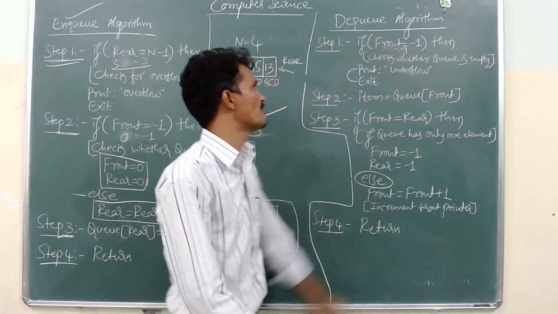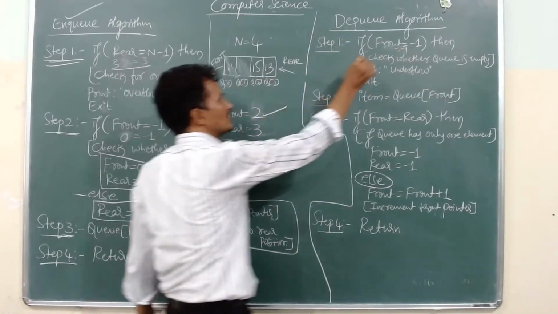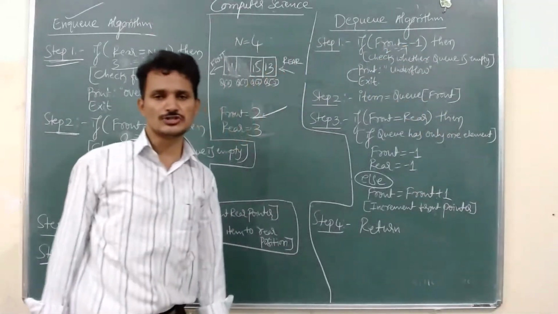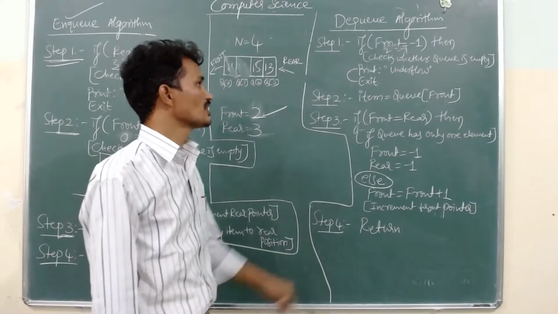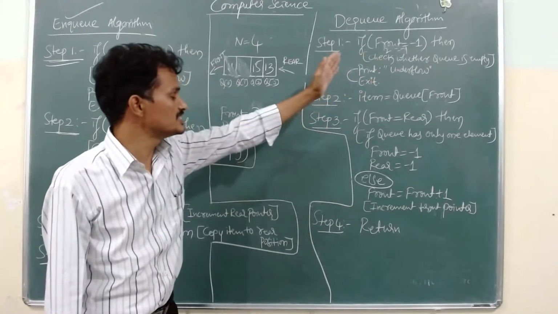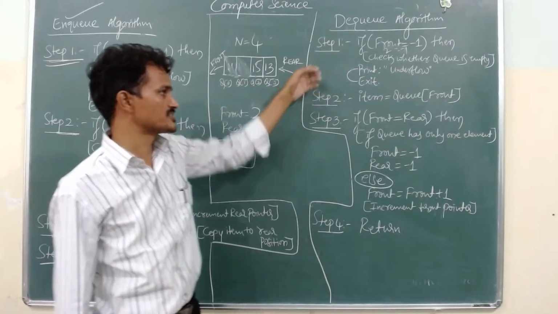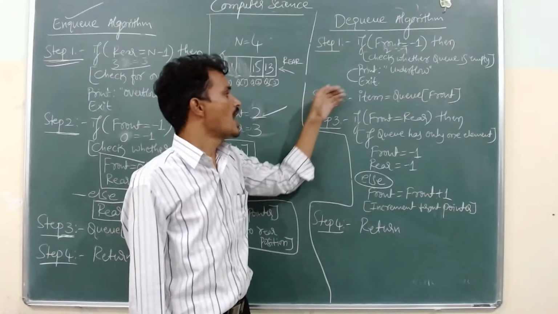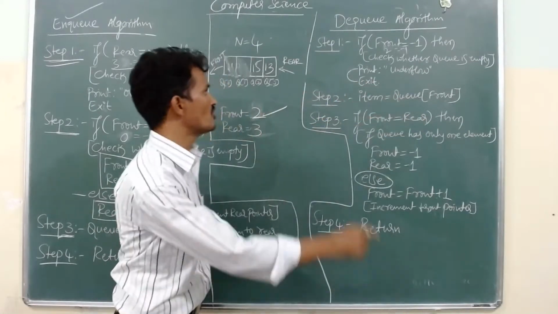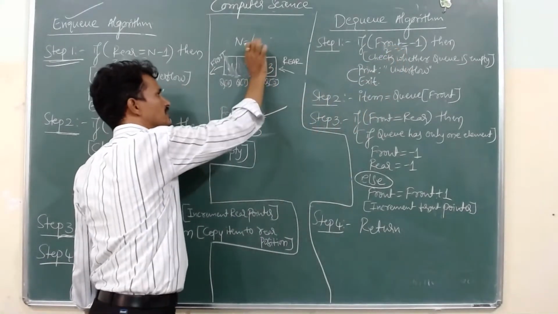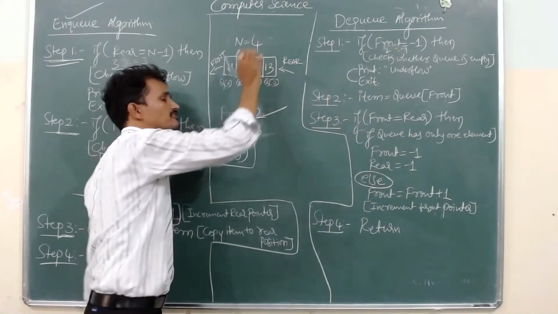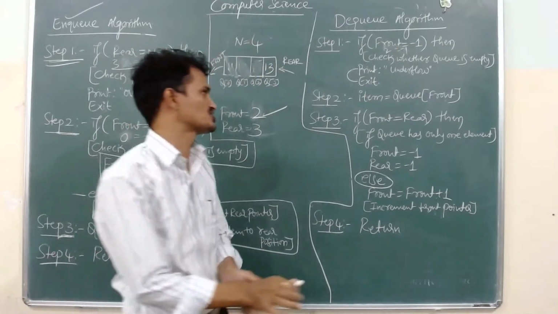If front is equal to minus 1, what is the value of front? 2. 2 is equal to minus 1? Condition false. Condition false means directly it comes to step 2. Item equal to Q of front. Q of front means Q of 2. What is the value stored in Q of 2? 15. I am targeting the third element, 15, which must be deleted from the queue data structure.